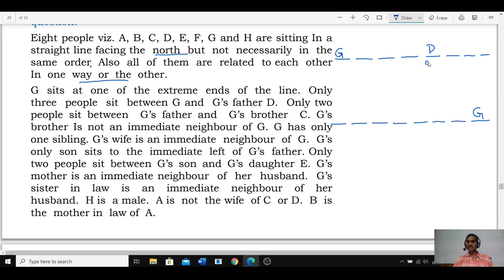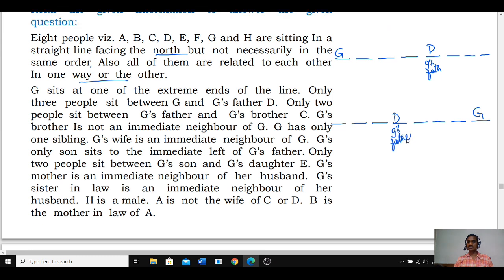Now who is D? D is none other than G's father. Only 3 people between G and D, who is G's father. Only 2 people between G's father and G's brother C. 2 people between G's father and G's brother C.